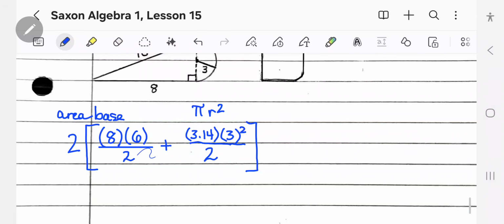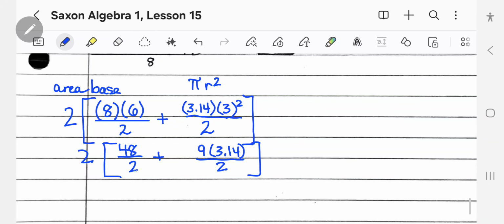So we've got 8 times 6 is 48 divided by 2, plus we're going to do 3 squared, which is 9 times 3.14, and then we're going to divide it by 2, and then we're going to double all of this. 48 divided by 2 is 24. So we're going to have 2 times 24 plus, and then we're going to compute this. Let's do that. 9 times 3.14 divided by 2.